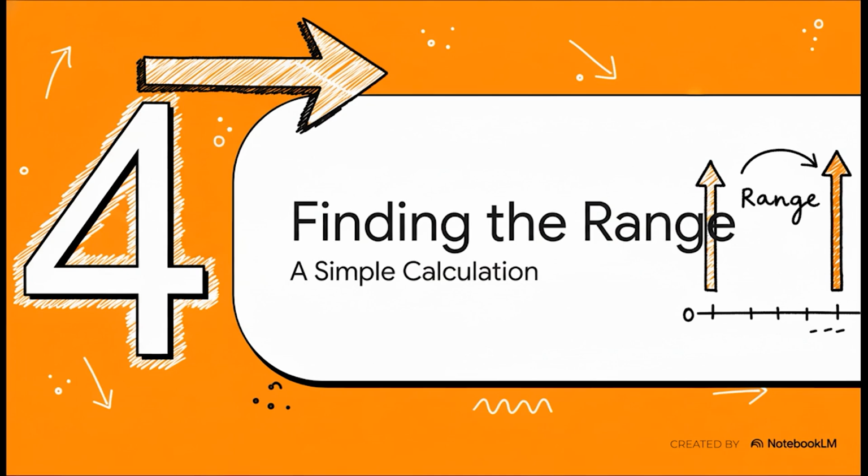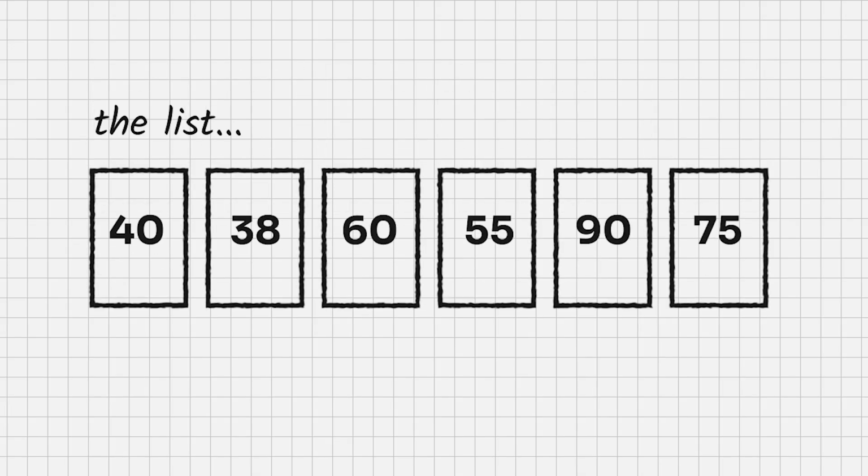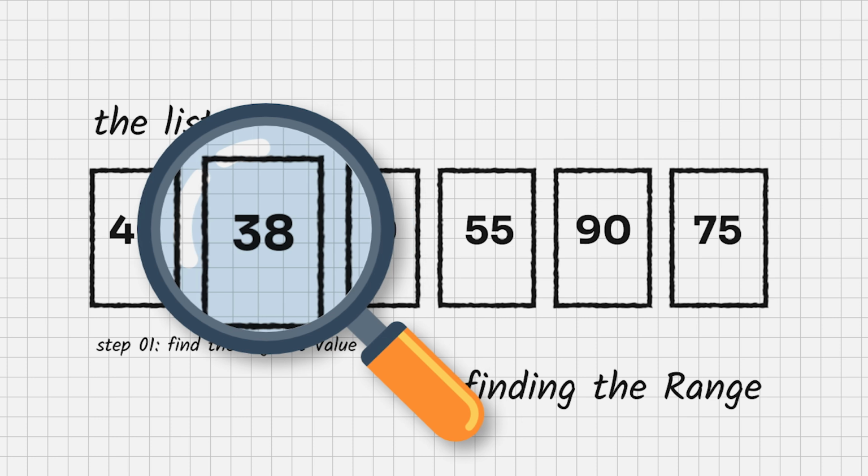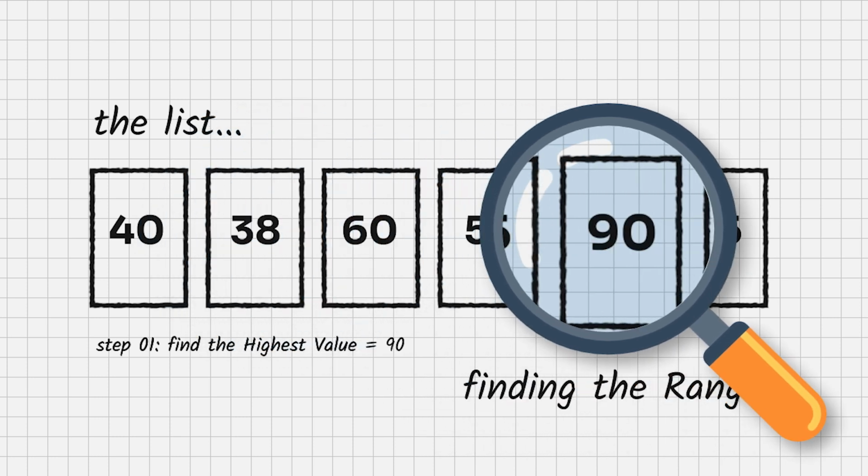Alright, time for one last little trick. A very simple but very useful calculation called the range. And all it does is tell us how spread out our numbers are. Remember our messy list of test scores from the beginning? Let's bring those numbers back out. We're going to use them to find this thing called the range. Okay, first step is easy. Just look at the list and find the highest value, the biggest number. Can you spot it?